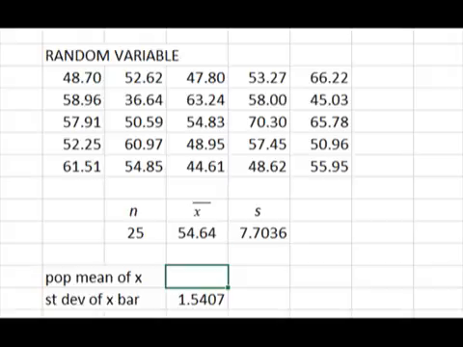Now, since values that are relatively close to 54, say within 2 standard deviations below it or 2 standard deviations above it, could happen within that 95% central range, we could also say that we're about 95% sure that the true mean of x, or the true mean of x bar, is probably within 2 of these standard deviations of x bar away from our best guess.